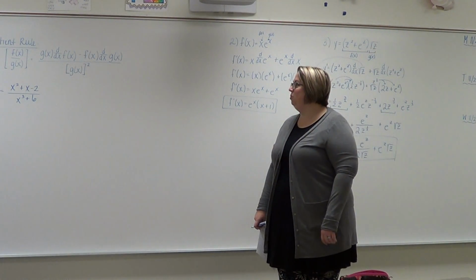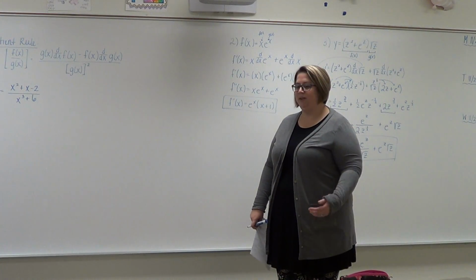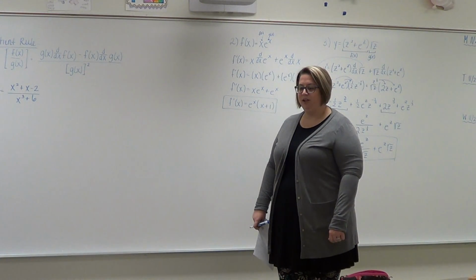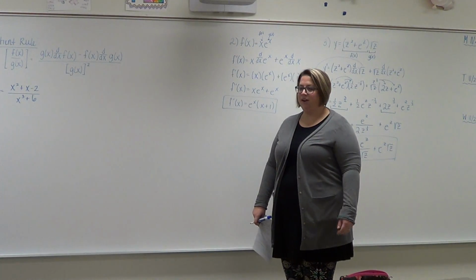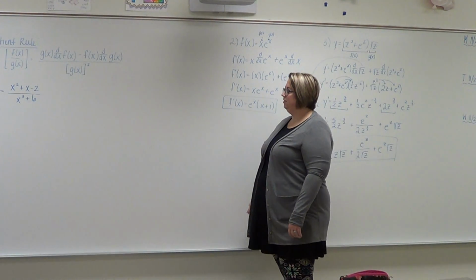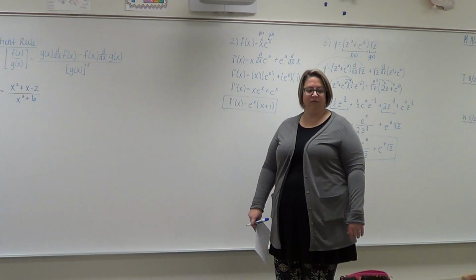Okay, so the quotient rule: if f of x was on top and g of x was on bottom, you do g of x times the derivative of f, minus f times the derivative of g, divided by g squared.